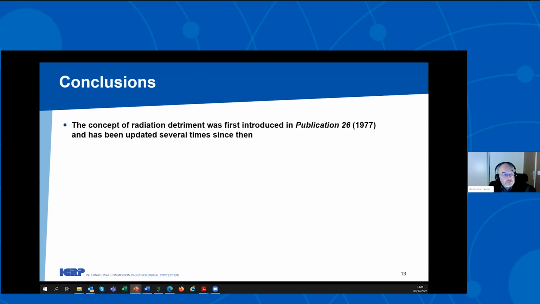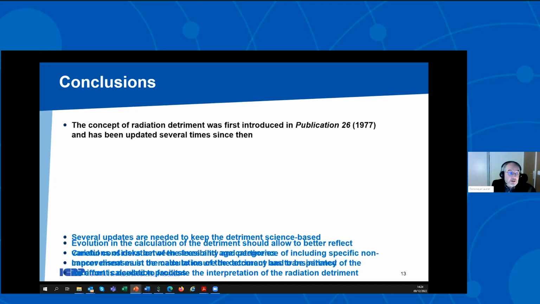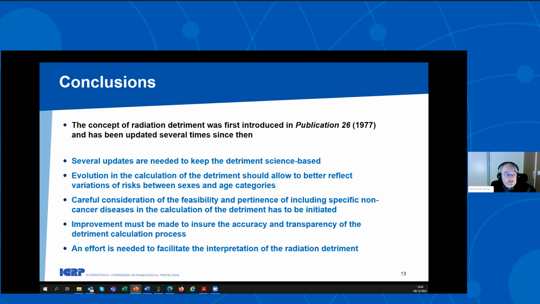So to conclude with this presentation on the perspectives, I would like to remind that the concept of radiation detriment is not something which is fixed, something that we know for sure forever. It has been introduced in publication 26 in 1977, so more than 40 years now, 45 years. And it has been updated several times since then to keep it as science-based as possible. And today we see that several updates are needed if we want to keep the detriment science-based.